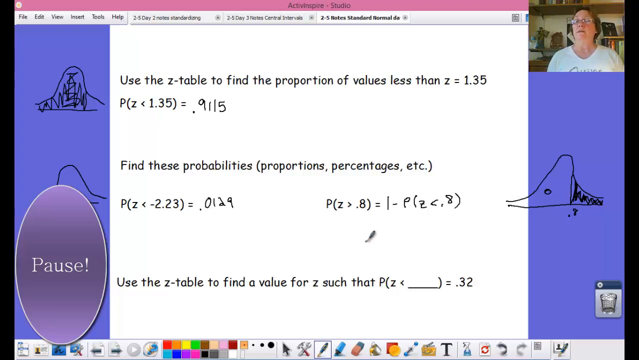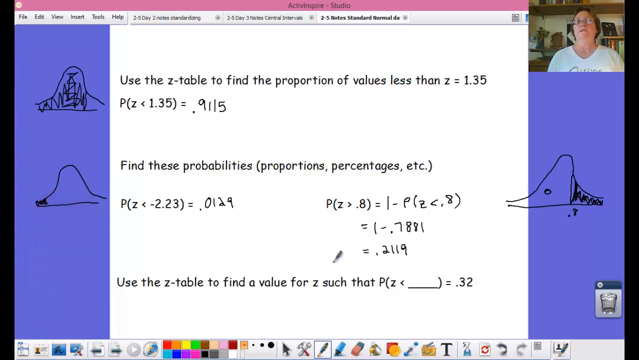Will you do that now? Pause the video and let's find that probability. Here's my solution. I looked up the probability that z could be less than 0.8. That was 0.7881. I subtracted from 1 to come up with 0.2119 as the probability that we could get a z-score greater than 0.8, 21% of the time about.